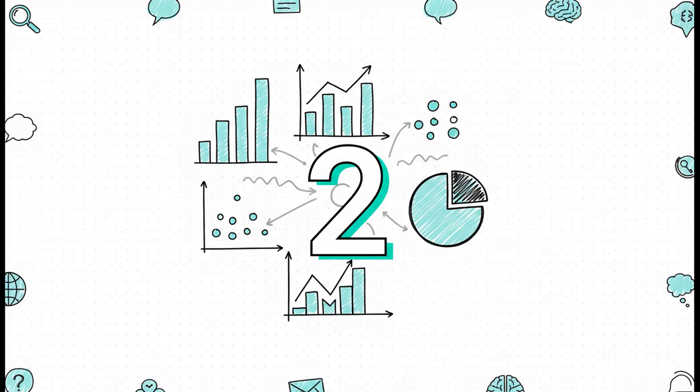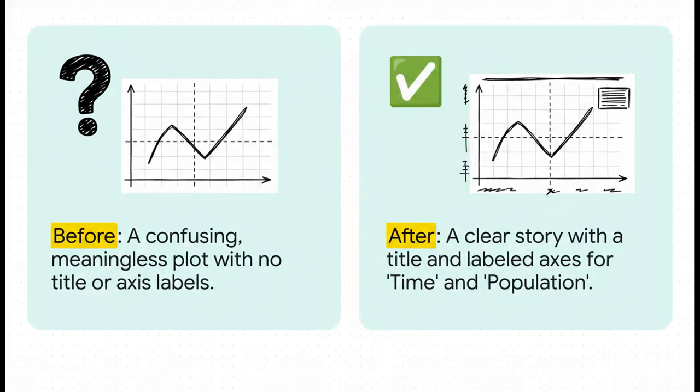Okay, moving right along to our second golden rule. This one is all about context, and wow, this slide says it all. Look at the before plot. It's just a line. It means absolutely nothing. But then look at the after plot. It tells a story. Just by adding a title and labeling our axes, we've transformed a random squiggle into a clear human population simulation. See, context is absolutely everything.